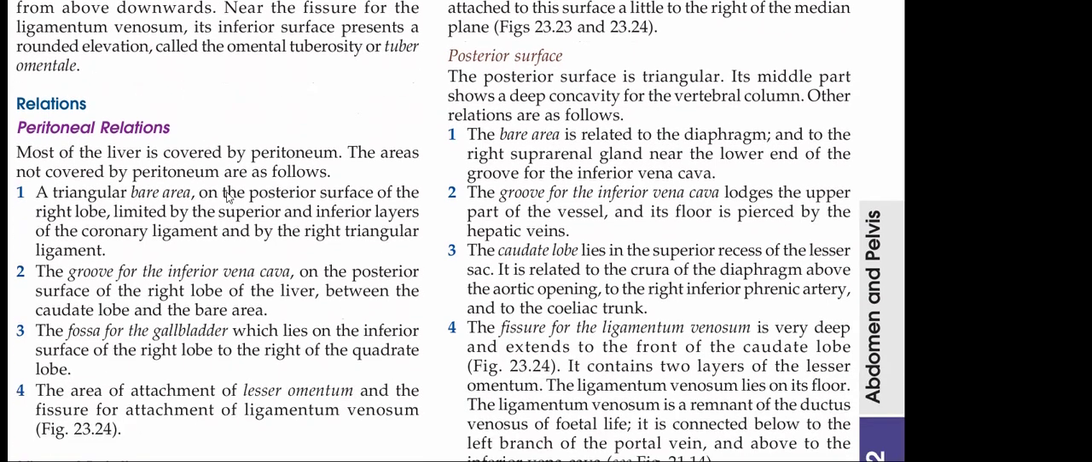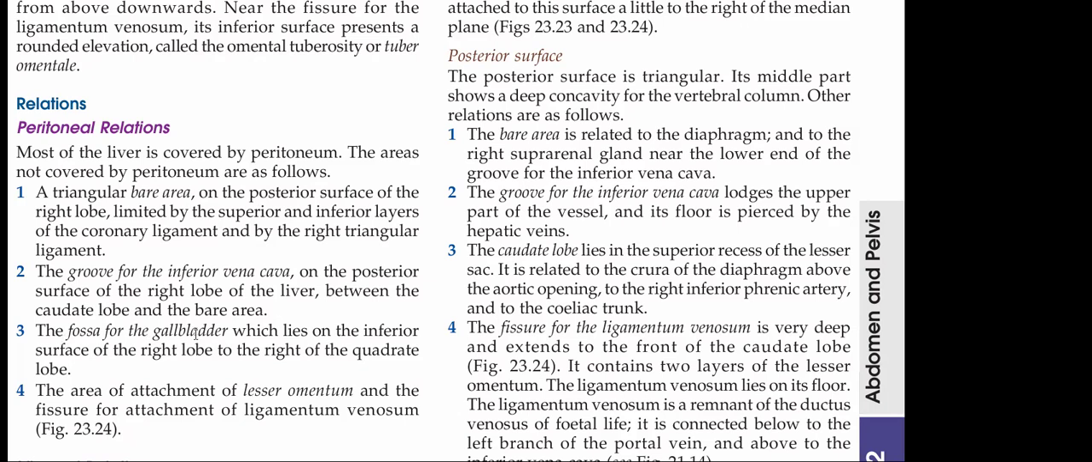Peritoneal relations. Most of the liver is covered by peritoneum. The areas not covered by peritoneum are as follows. A triangular bare area on the posterior surface of the right lobe, limited by the superior and inferior layers of the coronary ligament and by the right triangular ligament. The groove for the inferior vena cava on the posterior surface of the right lobe of the liver, between the caudate lobe and the bare area.